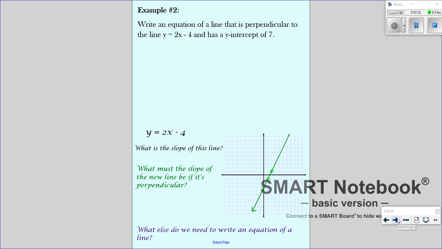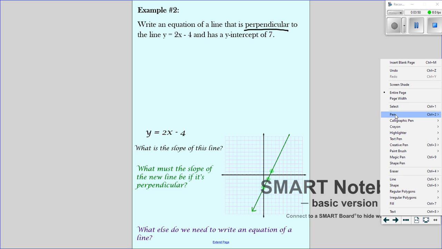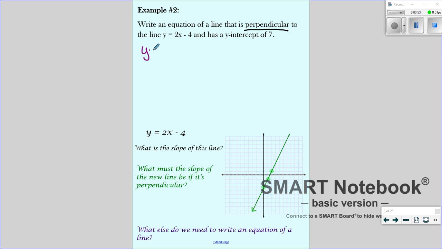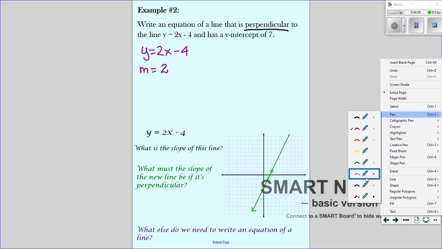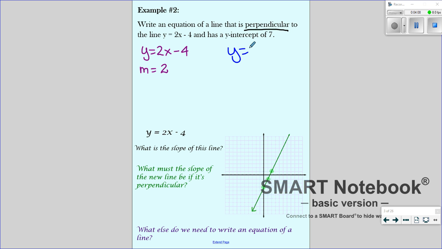So the next example deals with perpendicular. It says write an equation of a line that is perpendicular, so I'm going to underline that, perpendicular to the line y equals 2x minus 4 and has an intercept of 7. Alright, so the first equation, I'm going to use purple. The first equation that was given was y equals 2x minus 4. The m is 2. So now our new line, I'm going to use another color, blue, I'm going to write y equals mx plus b.